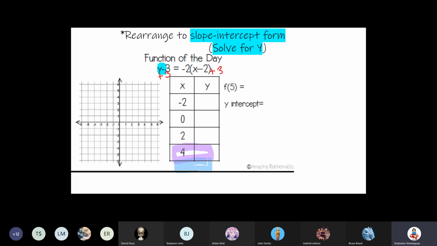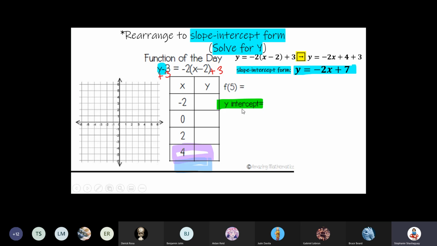So I'm going to add 3 to both sides, and I get y is equal to negative 2 multiplied by x minus 2, plus 3, because I added that 3. And that's going to simplify to y equals negative 2x plus 4 plus 3. So I end up with y is equal to negative 2x plus 7. Now that I have that in slope-intercept form, I'm going to use that equation to fill in my table.